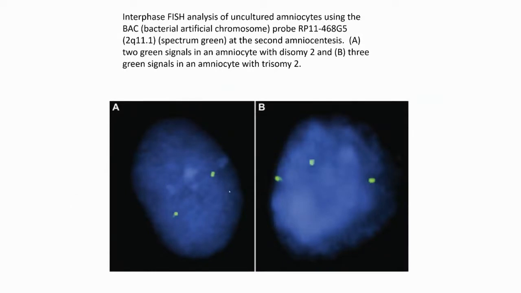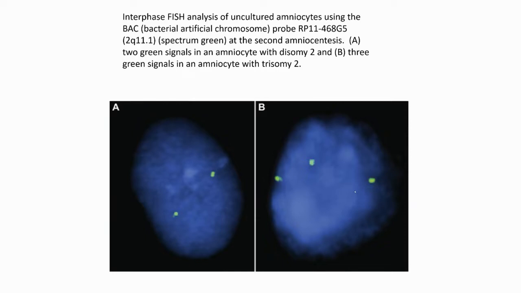And this is another interphase FISH. And this one, we use the locus specific identifier probe. So you can identify the aneuploidy of a chromosome. And here you can see A, that's 2 green signals, right? And B, you see the 3 green signals. This one is a disomy 2, and this is trisomy 2. That means for this sample, you have an extra chromosome number 2.